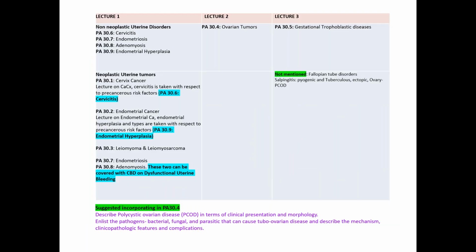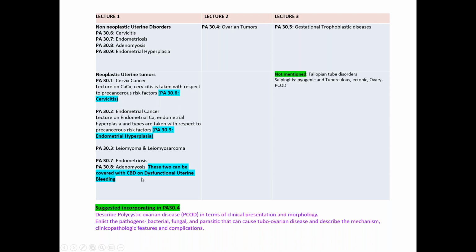Now after seeing all the 9 competencies, what we think is there should be 3 lectures for female genital system. In one lecture, what could be covered is diseases of the uterus, in which we cover cancer cervix. And when we do cancer cervix, we are already covering precancerous risk factors. So we are covering cervicitis, HPV, and so on. Endometrial cancer, in which we will have to talk about precancerous risk factors. So we will cover endometrial hyperplasia. Leiomyoma, leiomyosarcoma will be covered here. Okay, so this lecture 1 will be that.